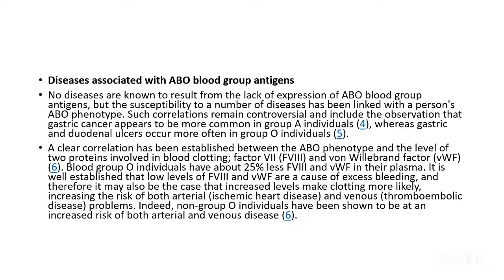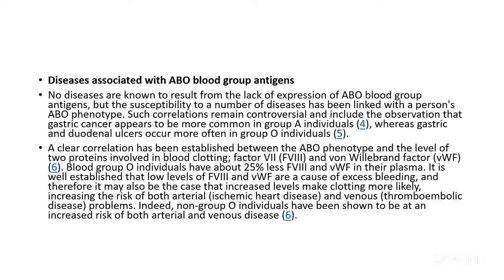A clear correlation has been established between the ABO phenotype and the level of two proteins involved in blood clotting. Factor 8, which is a combination of factor 8 and von Willebrand factor. Let me take that again. A clear correlation has been established between the ABO phenotype and the level of two proteins involved in blood clotting. We talked about factor 8 and the von Willebrand factor.